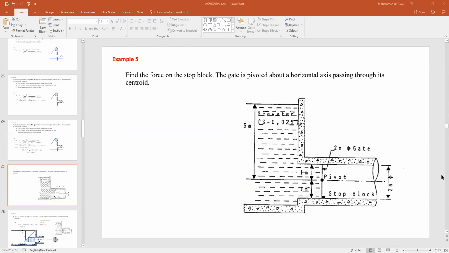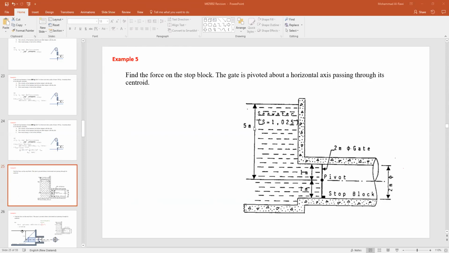Other things given to you here: this is a diameter sign, phi. 2 meters phi gate means this is a circular gate. The centroid of it is half of the 2, so it's 1. The total diameter is 2 meters. Sorry, phi represents diameter, not radius.